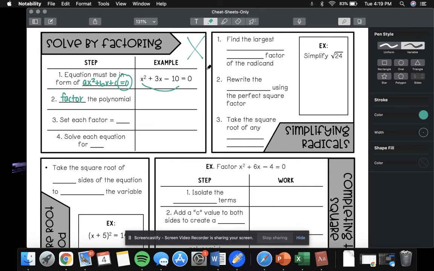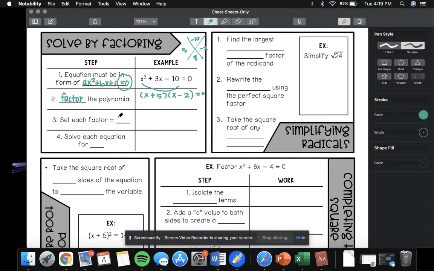Okay, so what multiplies to negative 10? What multiplies to negative 10 and adds to 3? Well, that would be 5 and negative 2. Okay, and this has a value of 1, so we can go ahead and just write our factors. x plus 5 and x minus 2 equals 0.